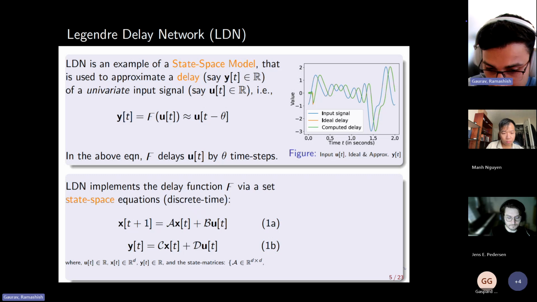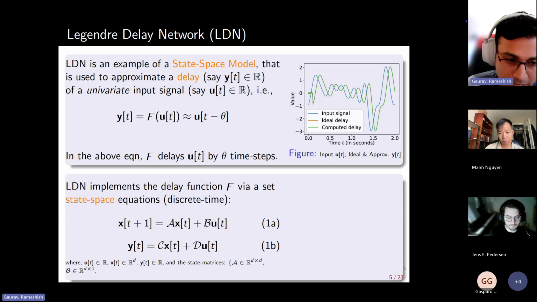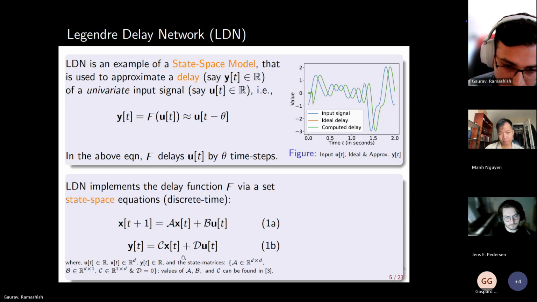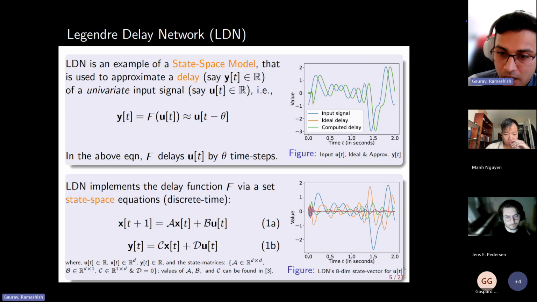Here A is a d times d square matrix. B is a d-dimensional vector. C is another d-dimensional vector. And D here, in the definition of LDN, is set to 0. The values of A, B, and C matrices can be found in the paper referred to as 3, which I'll show in the last slide. This picture here shows how the state vectors of LDN look.